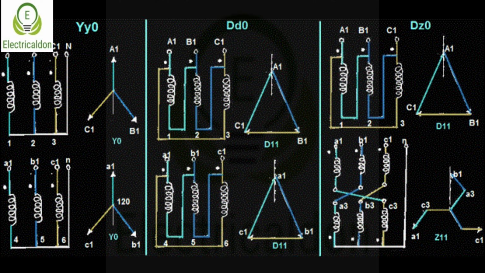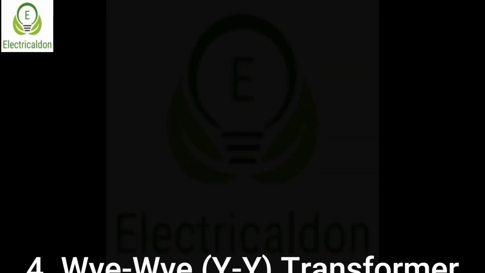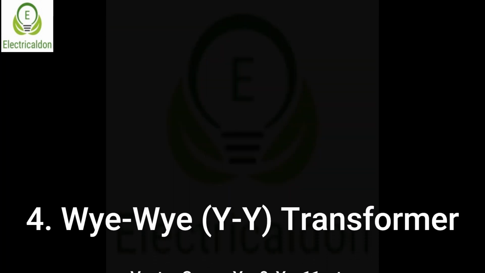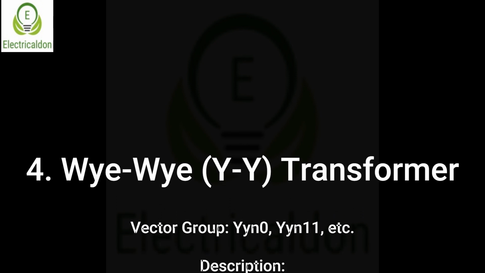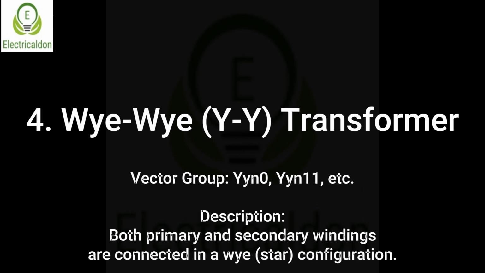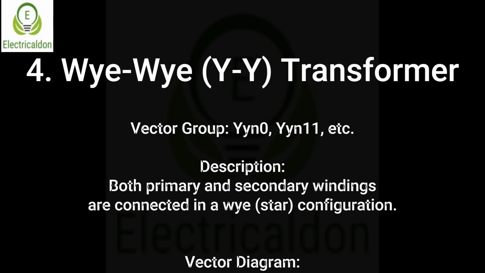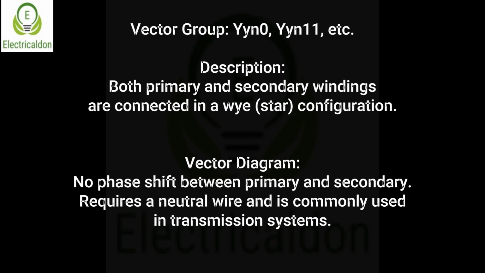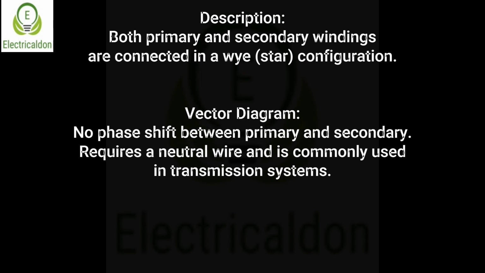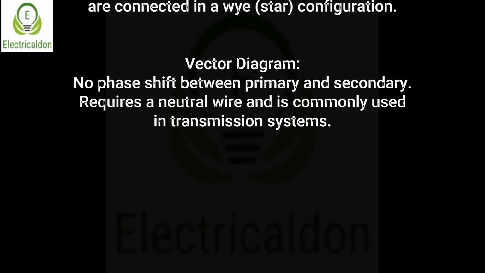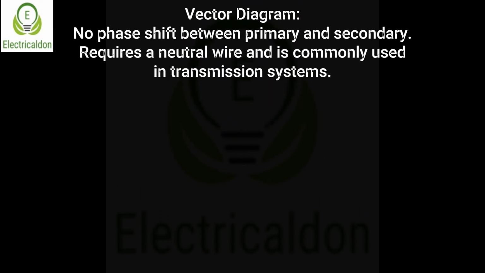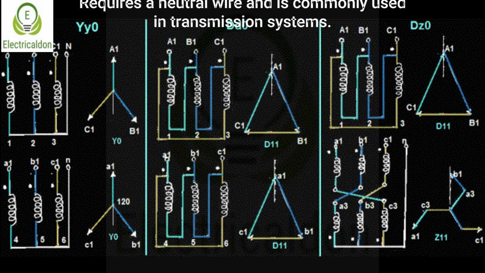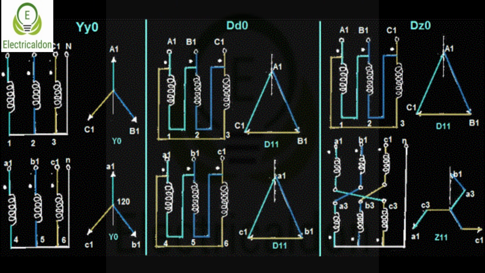Wye-Wye transformer. In a Wye-Wye transformer, both the primary and secondary windings are connected in a Y or star configuration. There is no phase shift between the primary and secondary windings in this arrangement. It requires a neutral wire and is commonly used in transmission systems.